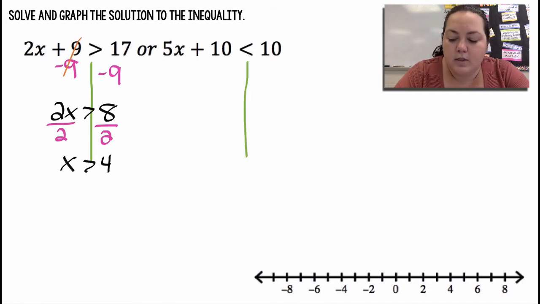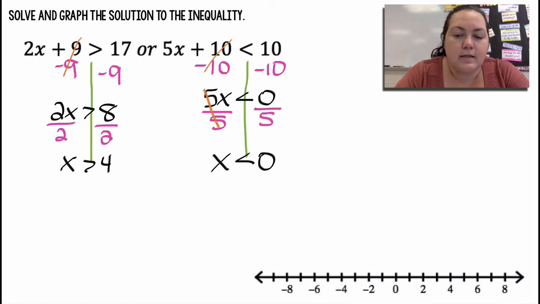The next one I'm going to solve. I'm going to subtract 10 on both sides. 5x is less than 0. 10 minus 10 is 0. Divide by 5. So x is less than 0. So I'm going to put an open circle at 4, and I'm going to be shading to the right. I'm going to put an open circle at 0, and I'm going to be shading to the left.